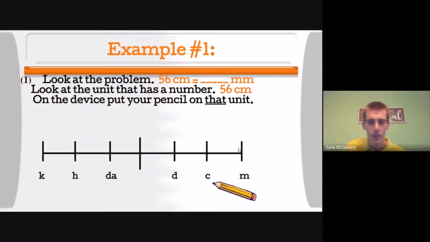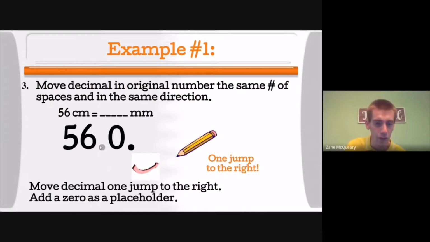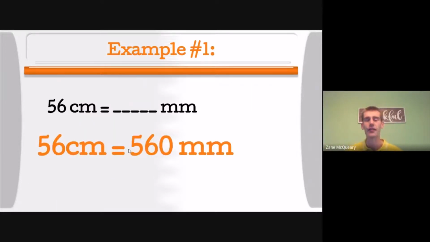Okay. So because we jumped once to the right from centi to milli, we're going to move our decimal one to the right. Okay. See, right? We went once to the right. So we're going to have our decimal started here. We're going to go once to the right, just like our jump. So now we have 560 millimeters. That's it. That's the whole thing right there. There's very little math involved, right? We're just moving decimals back and forth.